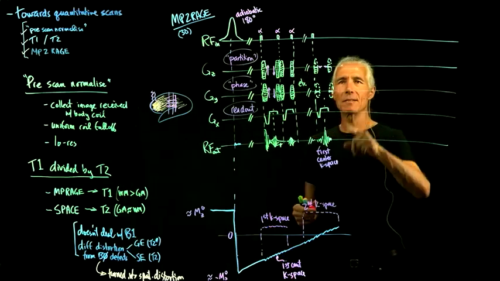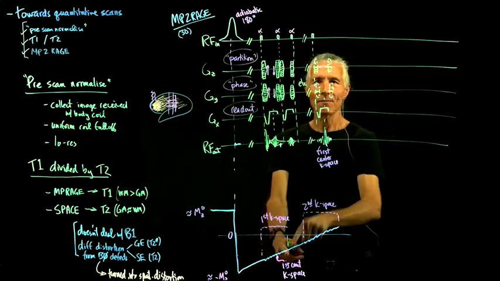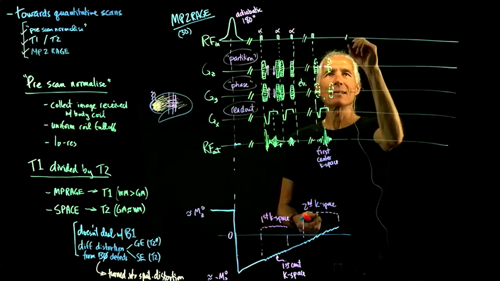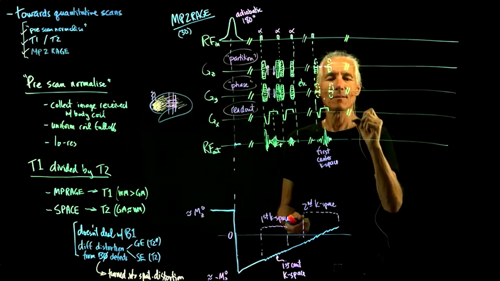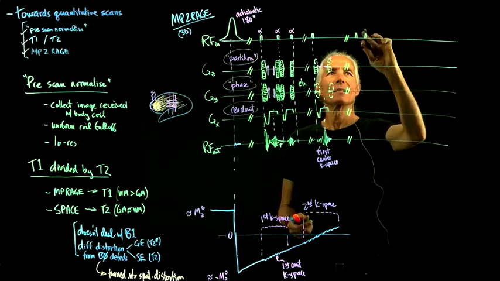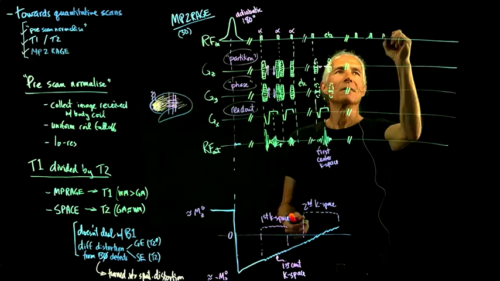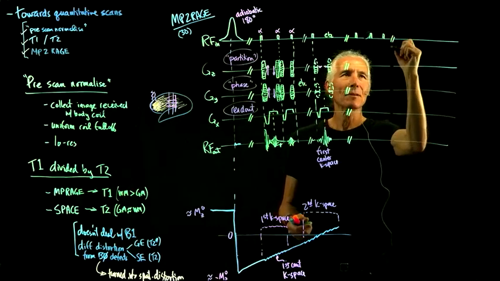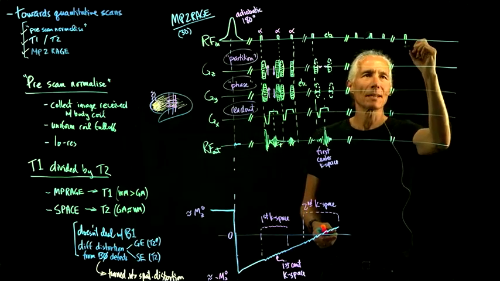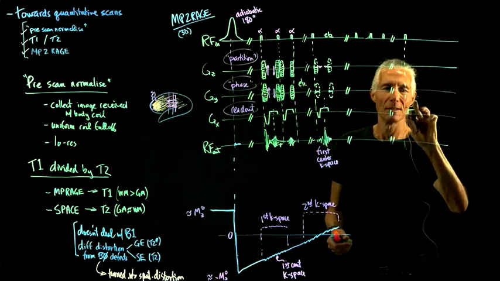So what do we do? We just collect the rest of our first k-space, and then we wait a little while, and then start collecting our second k-space. Now, back to a bunch of alpha pulses, etc. And then wait until we get to the center of k-space. And here is the actual center of k-space again.